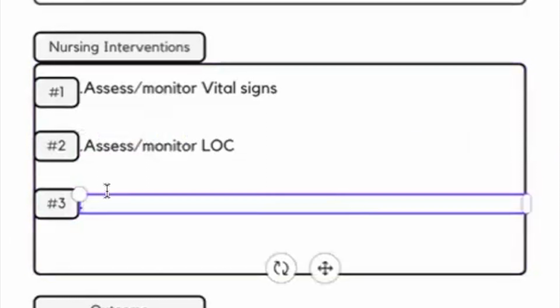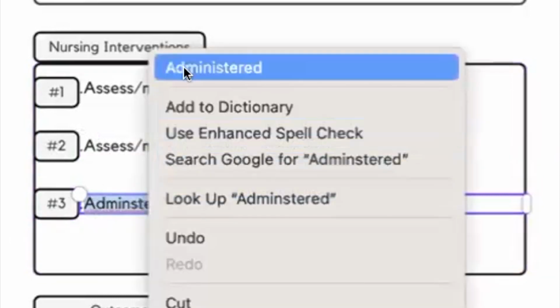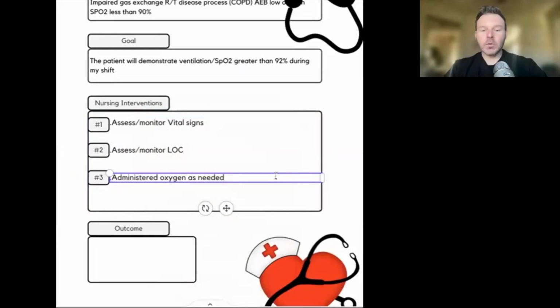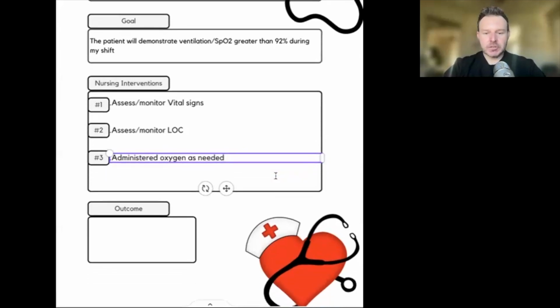Okay, how about I administer oxygen as needed? So that's going to help me reach my goal, right? So that's a good one. Another one I could do is I could administer prescribed medications. Likely this patient's going to have a DuoNeb or maybe some Solu-Medrol or some form of steroids. It's going to open up those airways for this patient. So those are all good nursing interventions for this.